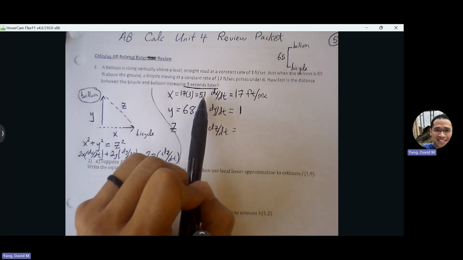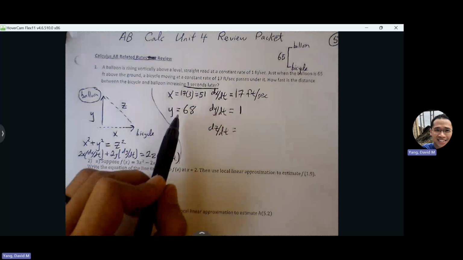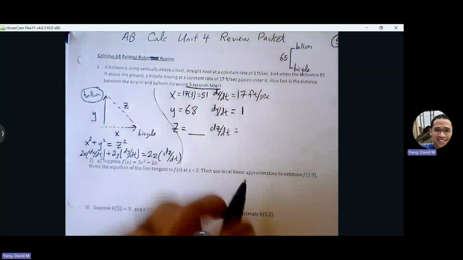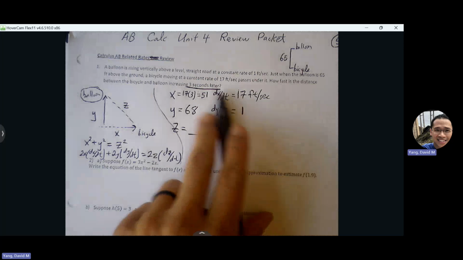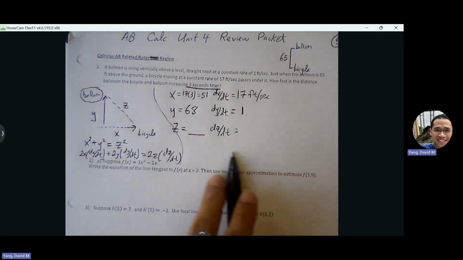All right, are we comfortable with these values here? Okay, how can I find z? Yeah, Pythagorean theorem. And then dc/dt should be straightforward because all these will just get inserted into the equation, and you're just trying to solve for dc/dt.